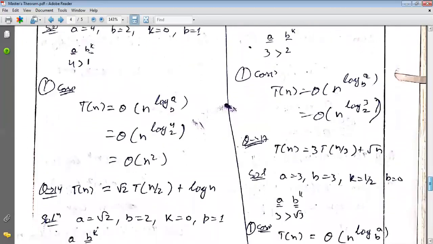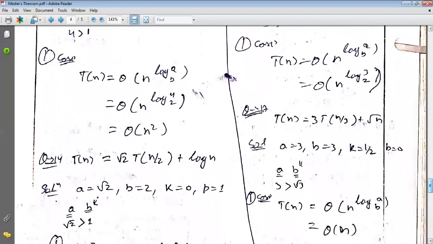Here is the next question. T(n) equals 3T(n/3) plus root n. So a equals 3, b equals 3, and k equals what? It is n to the power something, here it is root n, so it is n to the power 1 by 2. So the power of n is 1 by 2, therefore k becomes 1 by 2, and p is again 0. Now, yes, we can solve this with the help of Master's theorem.